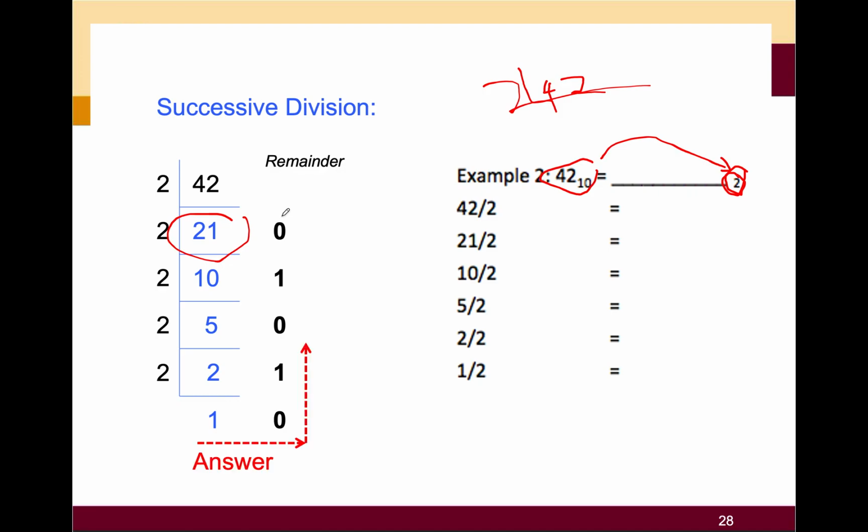And this is how you're going to read your answer from bottom to top, which is 1 0 1 0 1 0. So this is the answer. Easy, right?